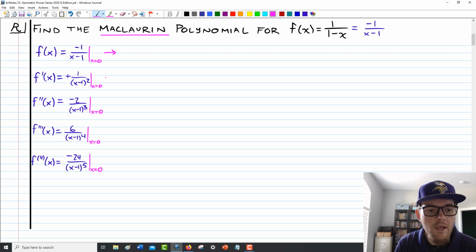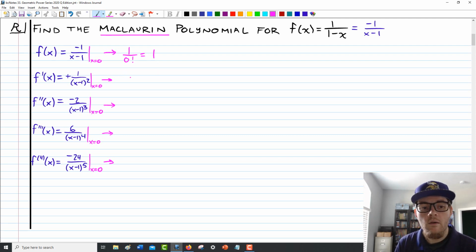Now when we do this, my recommendation is you draw arrows instead of equal signs. We talked about why in the first lecture of this unit. When we plug in 0, we get negative 1 over negative 1, which is positive 1. Then we'll divide by 0 factorial, which is equal to 1. On the next one, if we plug in 0, we get 1 over negative 1 squared, which is just 1. That's kind of cool. Divided by 1 factorial is equal to 1. Let's do the next one. This one will be negative 2 over negative 1 to the third, which becomes positive 2. From there, we'll divide by 2 factorial, which is equal to 1.